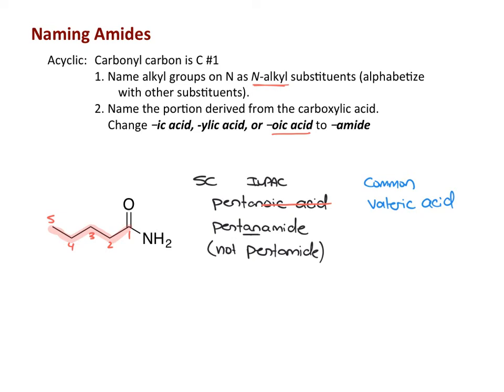So it's pentanamide. Okay, but with the common name, we don't have an oic acid to drop. All we have is an IC acid to drop. So that's what we're going to drop there. And this becomes valeramide. If you had any substituents on here, you would have to put those in front of the parent names. If we had any R groups on the nitrogen, we would have to deal with those as well. But this amide doesn't have any of that, so we don't have to worry about it.